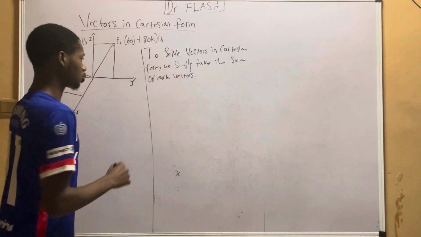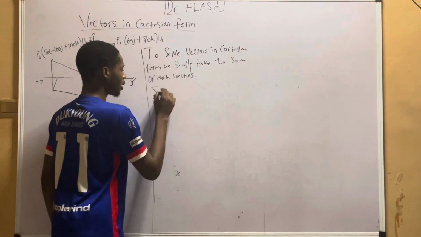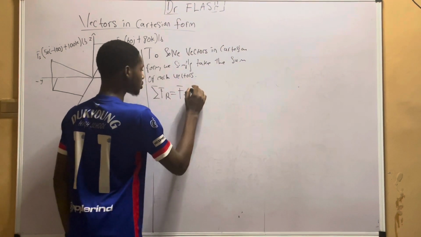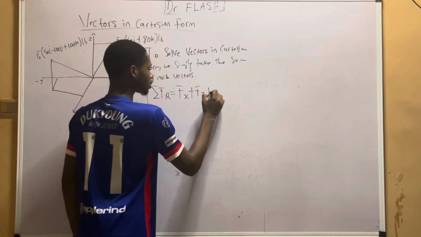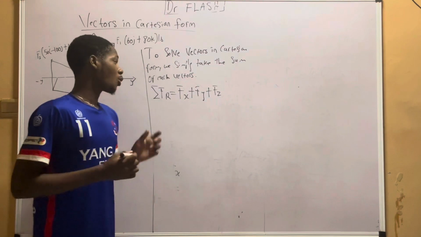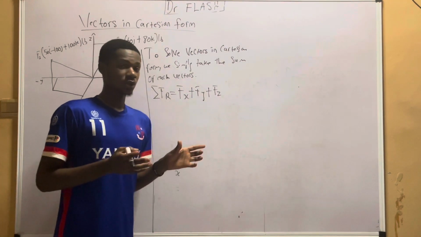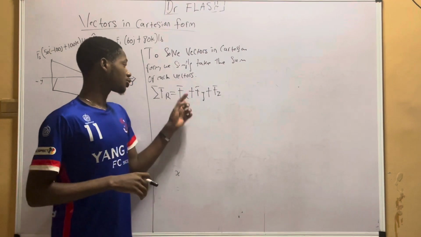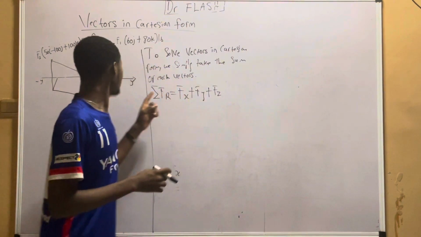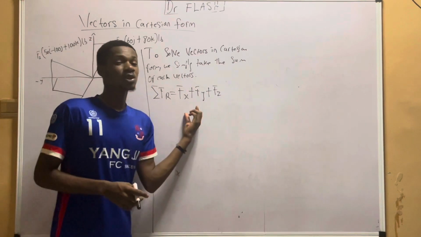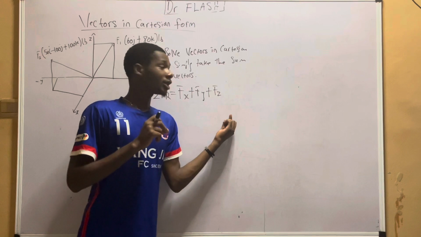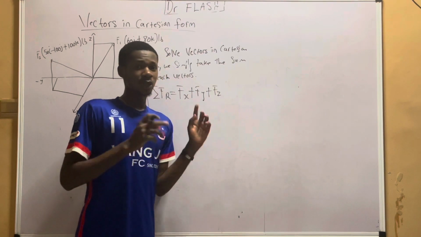Now here's what we're going to do. We're going to say the sum of F_R will be equal to the x component plus the y component plus the z component. Notice that in our previous video, while explaining how to get the resultant force or the resultant vector, we took the square root of the squares of the individual components. That's when it is not in Cartesian form. Whenever you are seeing i, j, and k, all you have to do is take the sum of them. In that case, your answer is still going to remain in Cartesian form.